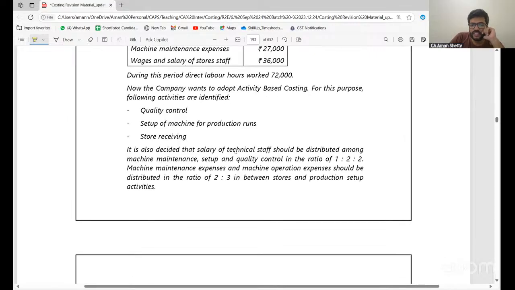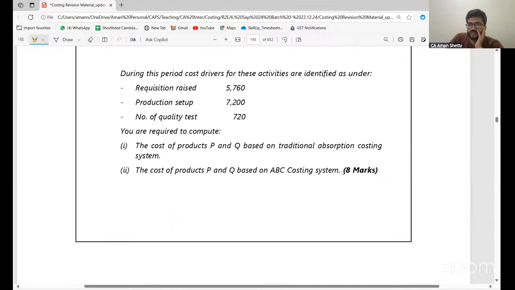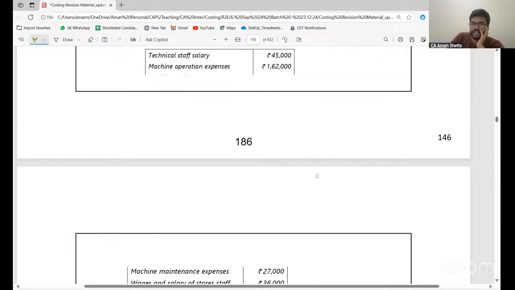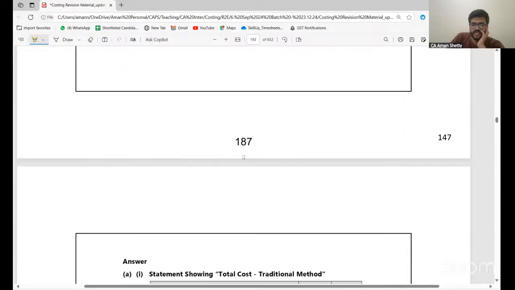So it is also decided that the salary of technical staff should be distributed among the machine maintenance, setup, and quality control in the ratio of 1 is to 2 is to 2. Machine maintenance expenses and machine operation expenses should be distributed in the ratio of 2 is to 3 in between stores and production setup activities. Yes. So again, you have to go through this problem and then solve it. Yes, 8 mark problem. This is September 24 examination. It is not complicated. It is simple.